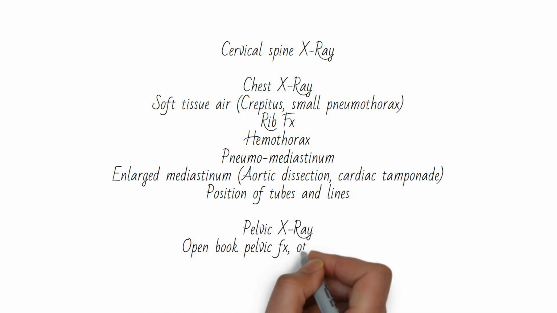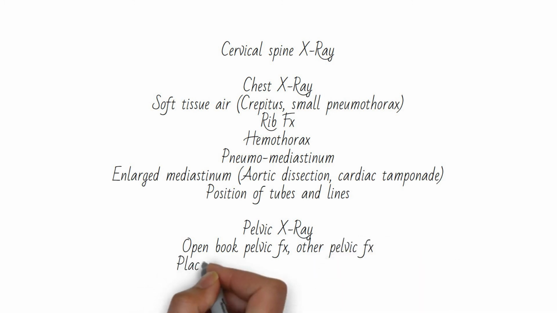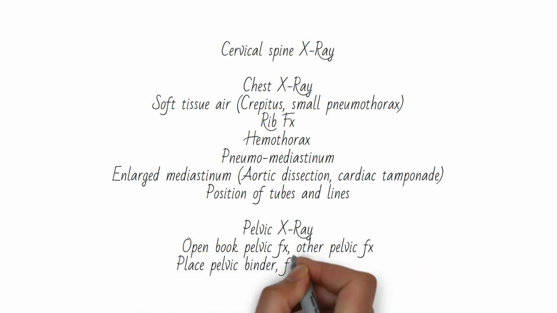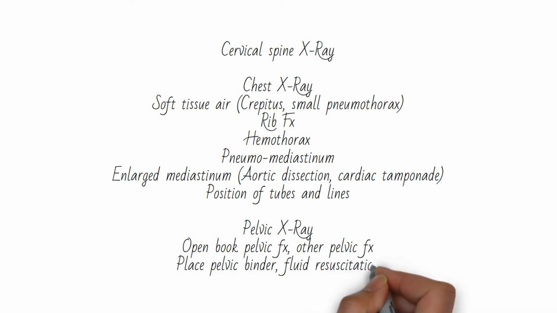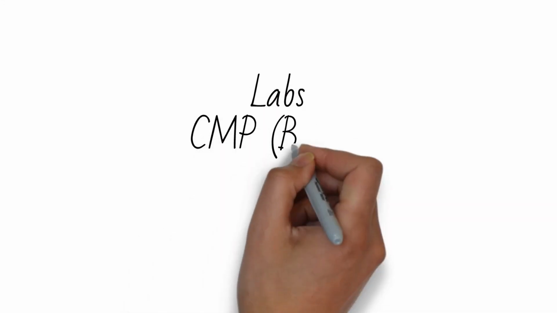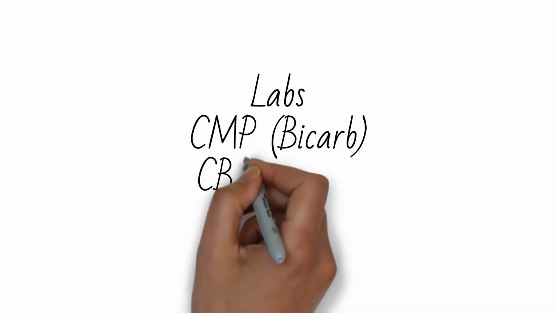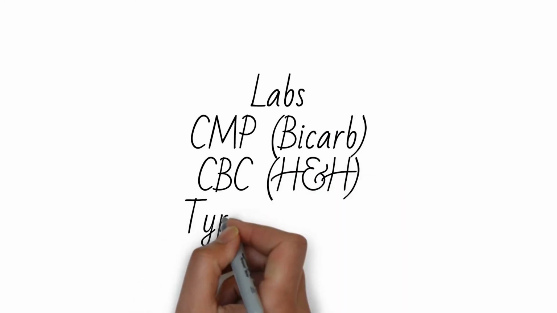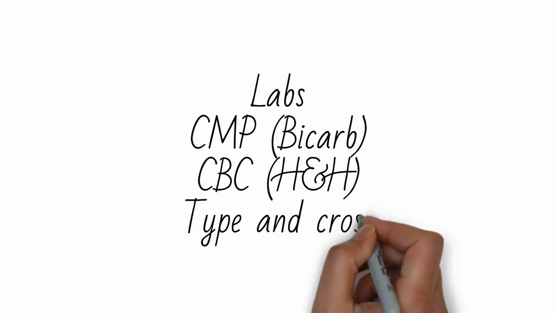Pelvic X-ray will reveal fractures such as an open book pelvic fracture. Open book pelvic fractures require the placement of a pelvic binder. Patients with pelvic fractures will usually bleed and require fluid resuscitation. Draw labs, get a CMP, and make sure to look at the bicarb, CBC, and look at the H&H, and to type and cross for transfusion purposes.